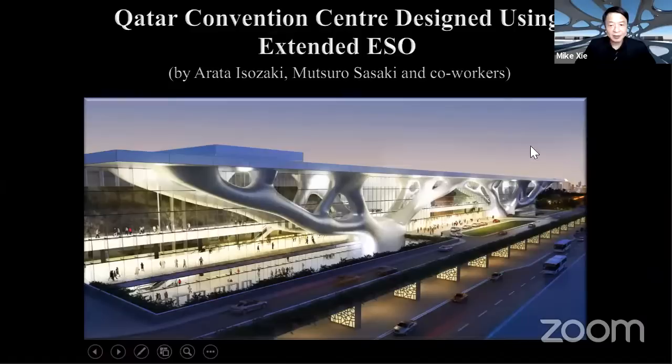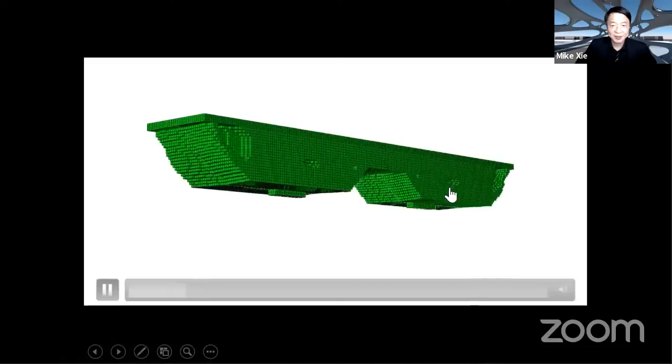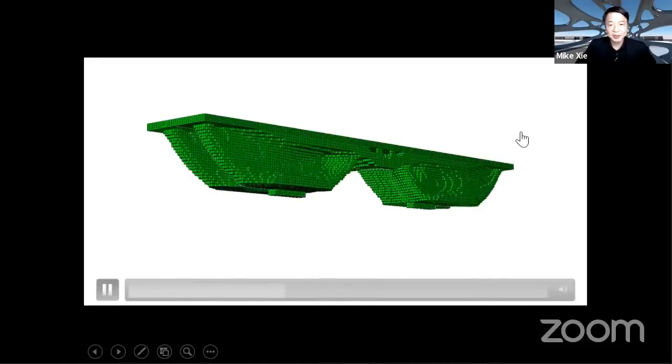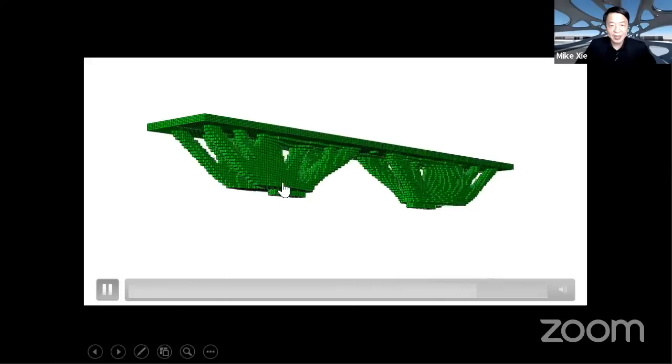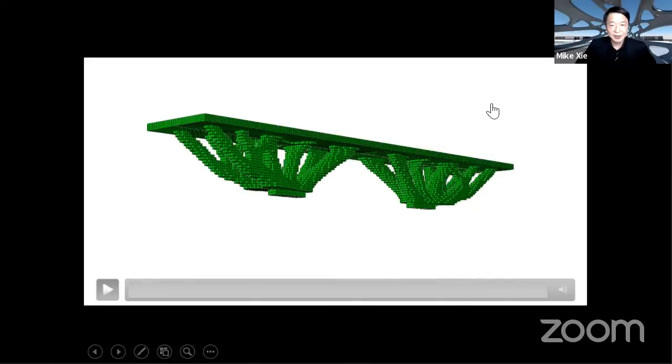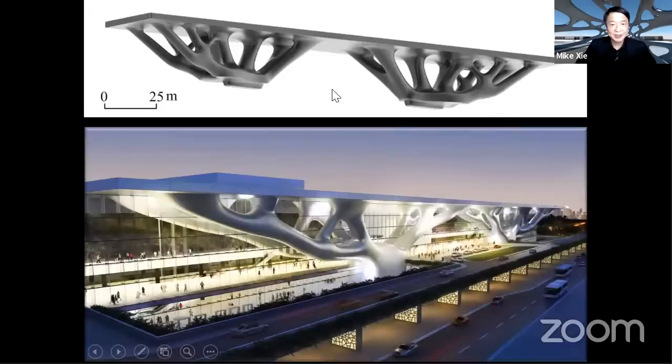For this design, if we use our BISO computer code, you can easily obtain within 20 minutes, starting from a uniformly distributed load on the top, fixed bottom points, and you evolve it using the BISO method, you will get this outcome. And this is very similar to what Asazaki built in Qatar.